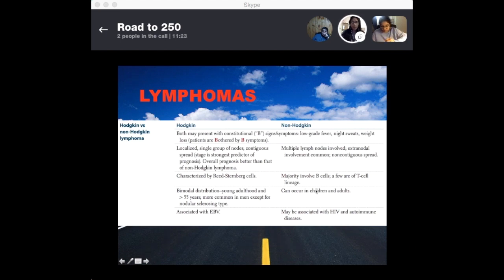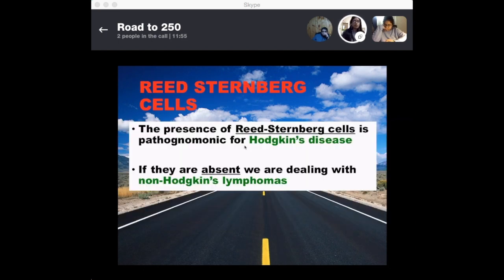It does have a poor prognosis, and something that is common between both Hodgkin's and non-Hodgkin's lymphoma is that these patients have something called B symptoms, which are low-grade fever, night sweats, and weight loss. So that is quite characteristic of patients in general when you are differentiating, for example, leukemias and lymphomas. Okay, so Reed-Sternberg cells.